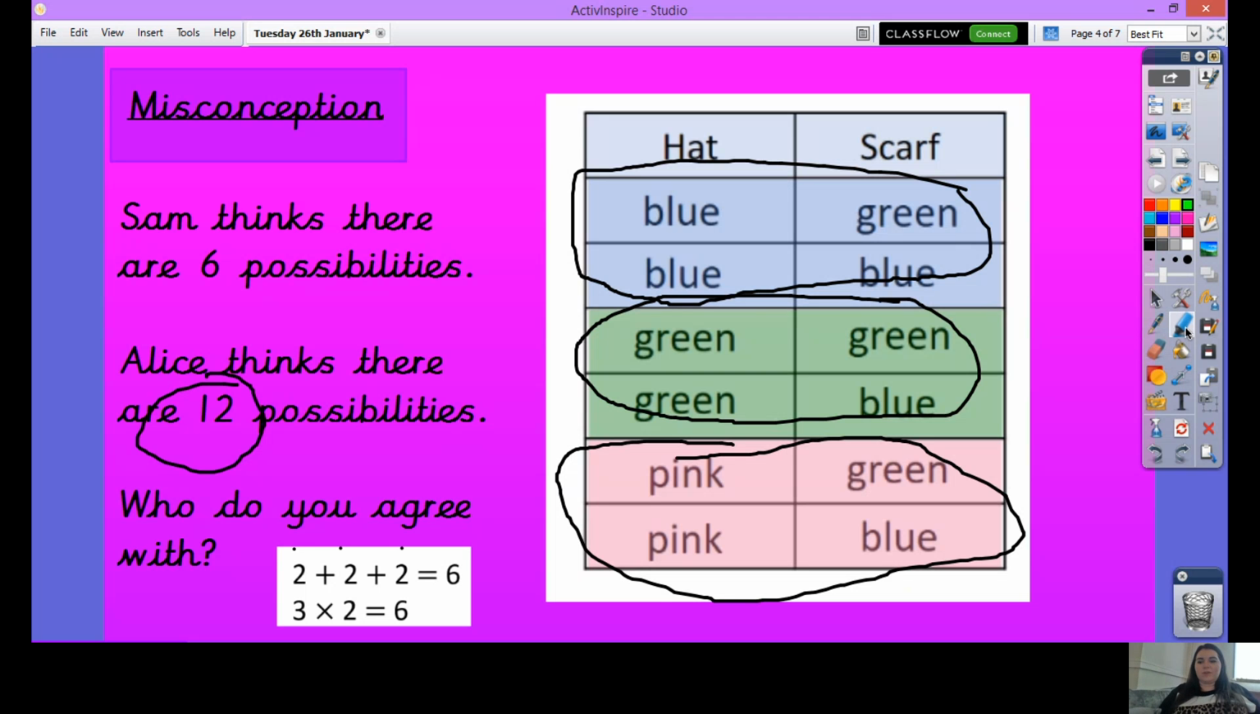Okay, so Alice might have thought that there were 12 because as well as there being 1, 2, 3, 4, 5, 6 different options, she might have seen these as more options too and might have thought, well, there's 12 boxes here because I can see 4, 8, 12 boxes. So maybe there's 12 different possibilities. But actually it was about the pink hat being with the green scarf or the pink hat being with the blue scarf. So there were only 6 different options. It's just something to watch out for.